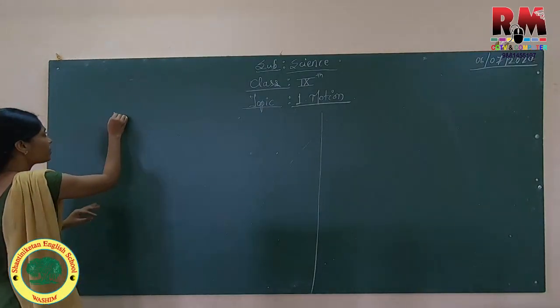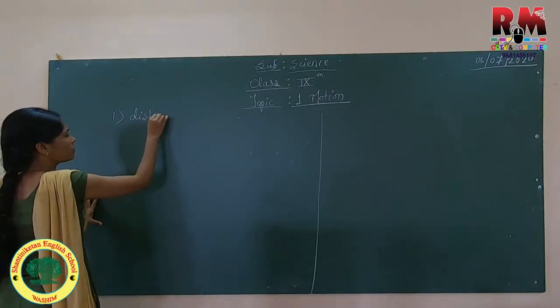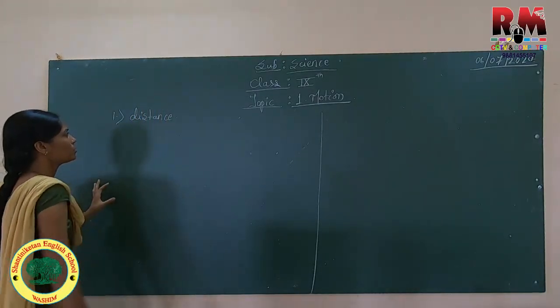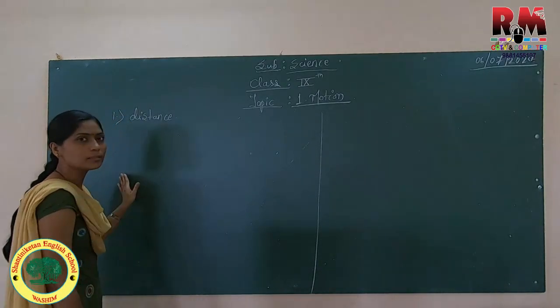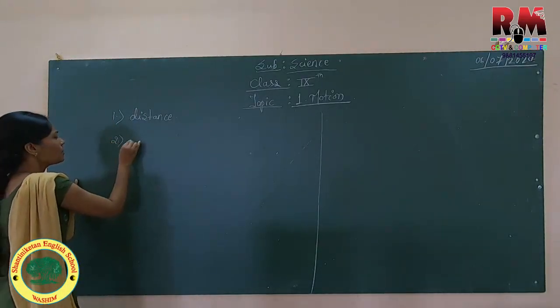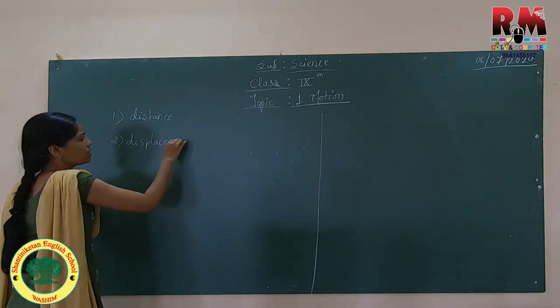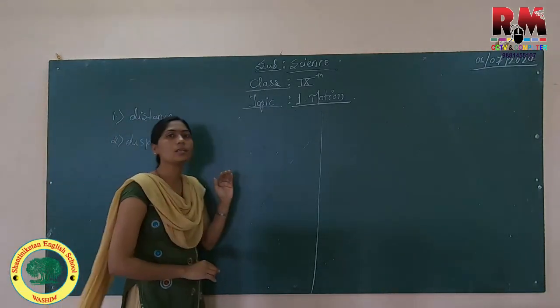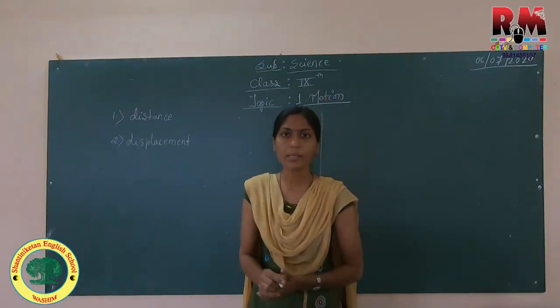So very first we have understood distance. What is distance? Distance is the actual length covered by an object. Then displacement. Displacement is the shortest distance between the initial and final position.